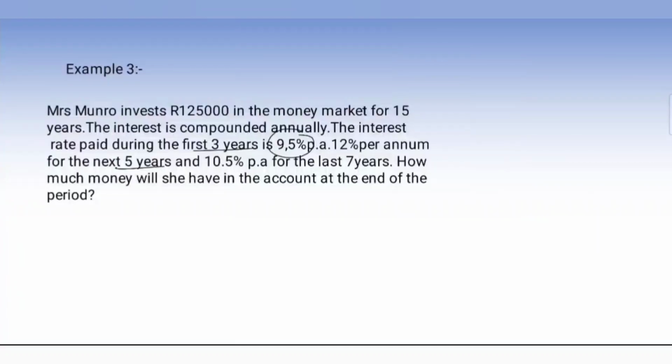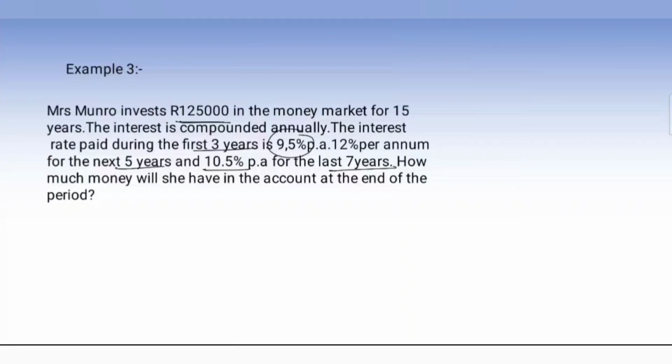So we can see that interest rate is fluctuating, changing, right? Then 10.5 percent for the last 7 years. Towards the end, last 7 years, 10.5 percent. How much money will she have in the account at the end of the period? You open the account with this amount. Then after that, there is no transaction, isn't it? That is the initial amount. Then you have to find what is the final amount. So here, you can see a certain thing is changing. What is that? Interest rate. So how do you do this question?